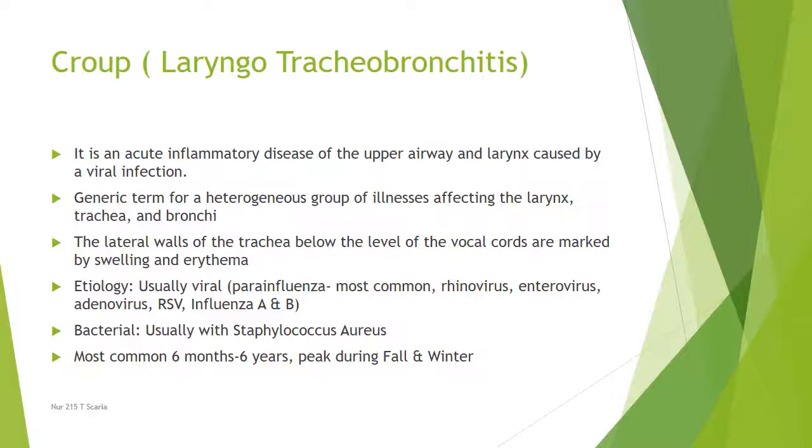It is an acute inflammatory disease of the upper airway and larynx caused by a viral infection. It is a generic term for a heterogeneous group of illnesses affecting the larynx, trachea, and bronchi. The lateral walls of the trachea below the level of the vocal cords are marked by swelling and erythema in this condition. The etiology is usually viral, caused by parainfluenza virus, which is the most common cause, then rhinovirus, enterovirus and adenovirus, RSV, influenza type A and B.